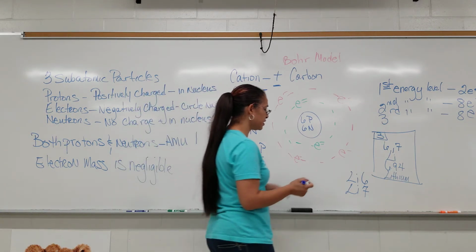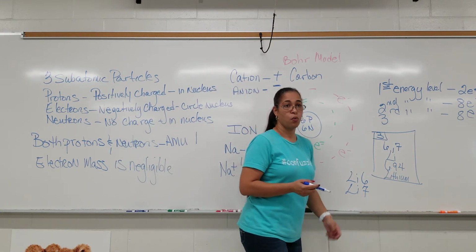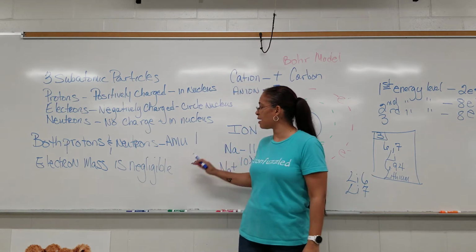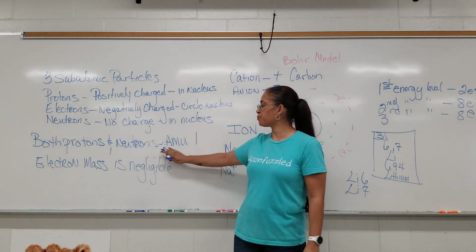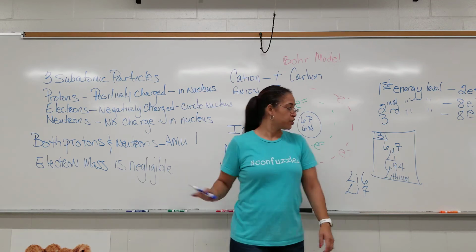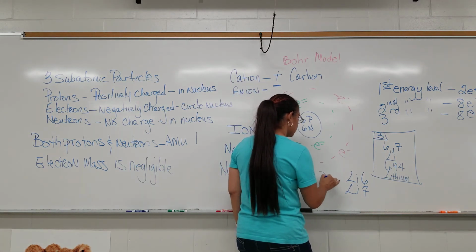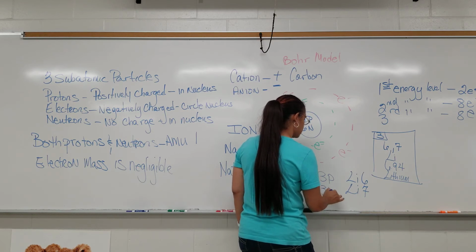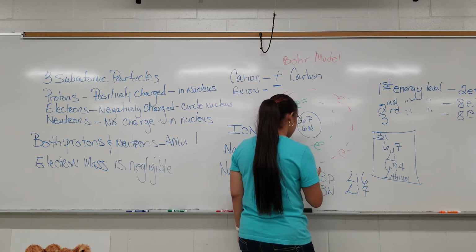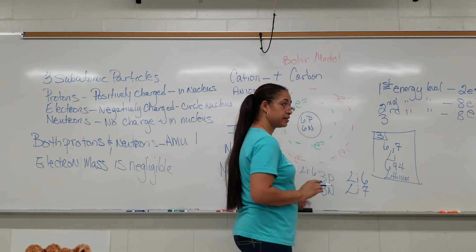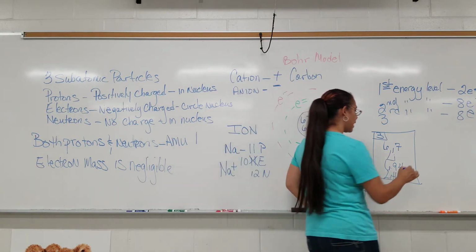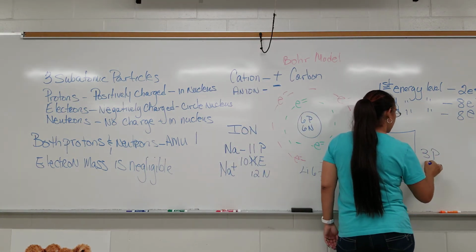So here we have lithium-6 and lithium-7. Well, as we mentioned, the atomic mass unit of both protons and neutrons is 1. So that means lithium-6 has 3 protons and 3 neutrons. This is for lithium-6. Lithium-7 has 3 protons and 4 neutrons.